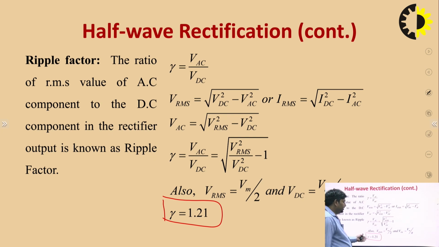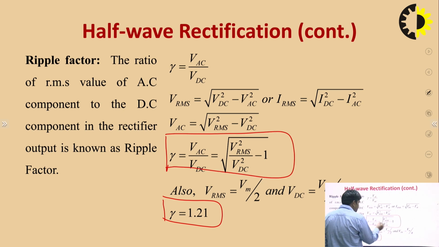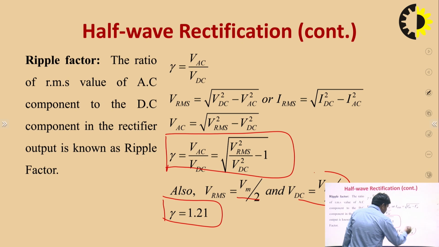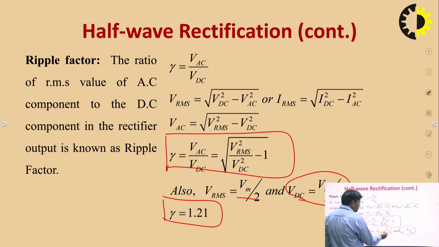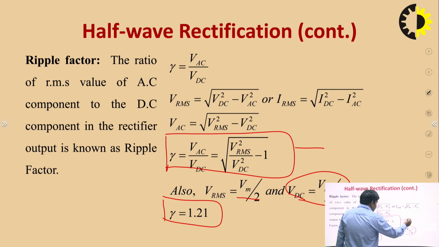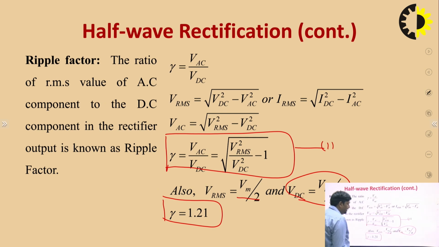We calculate the ripple factor with Vrms upon Vdc whole square minus 1, under the square root. We already calculated in the previous slides the Vrms for a half wave rectifier circuit, which is Vm by 2, and the Vdc or V average, which is Vm upon pi. So, we put these values in that particular equation number 1, and we easily calculate the ripple factor, which is 1.21 for a half wave rectifier circuit.